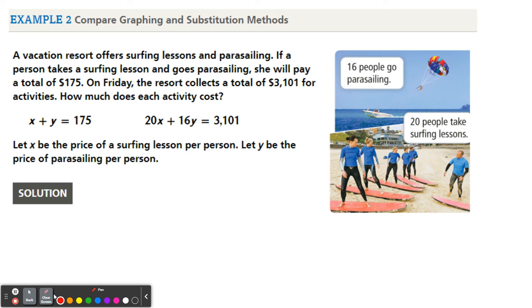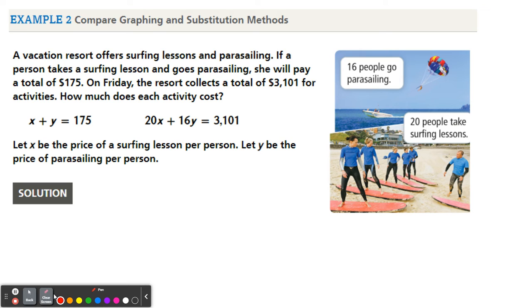Example 2 here, a word problem. It says, a vacation resort offers surfing lessons and parasailing. If a person takes a surfing lesson and goes parasailing, she will pay a total of $175. On Friday, the resort collects a total of $3,101 for activities. How much does each activity cost?